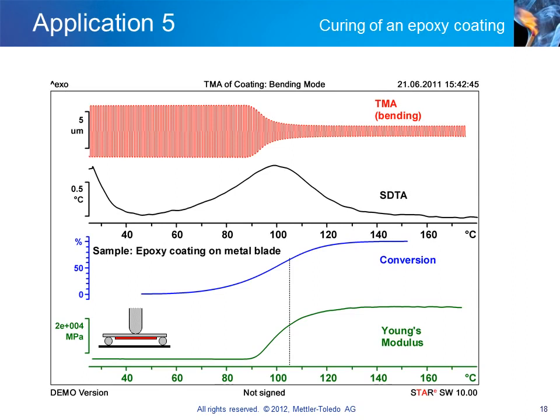Integration of the peak results in the conversion curve shown in blue. The vertical black dotted line at 65% conversion corresponds roughly to the gelation of the adhesive. It also intersects the green Young's modulus curve at 2/3 of its change. The same instrumental setup also allows the glass transition temperature of the cured resin to be determined in a second heating run.